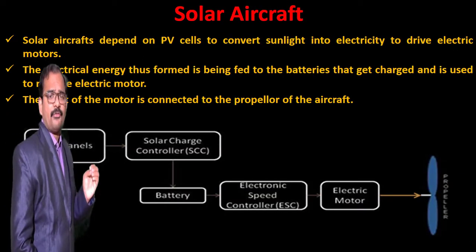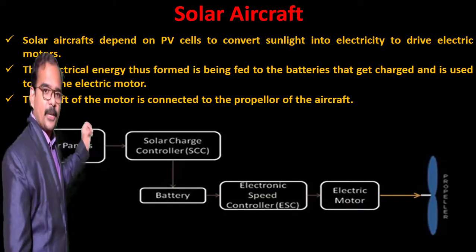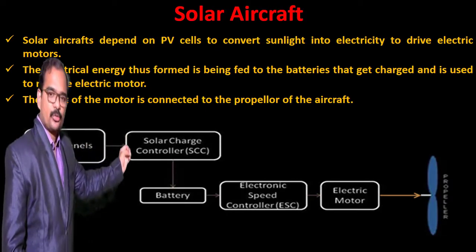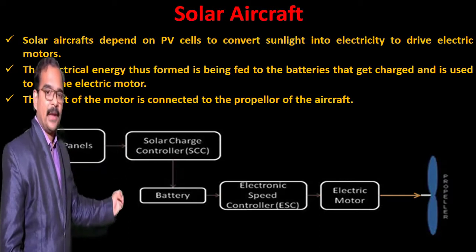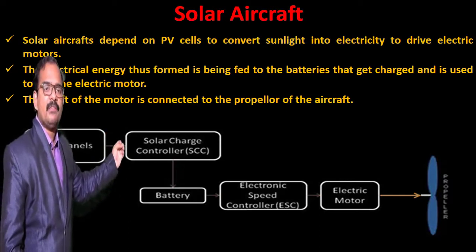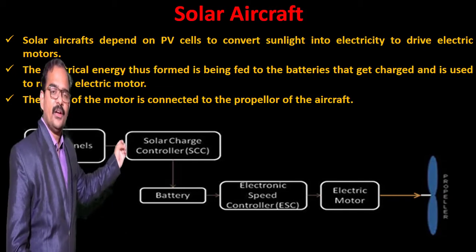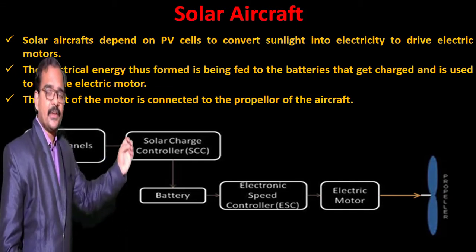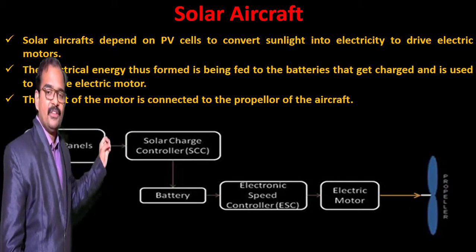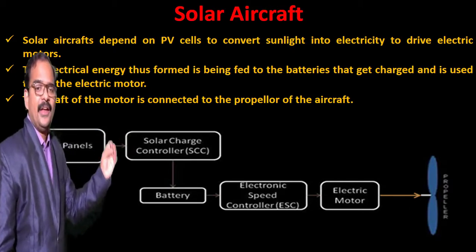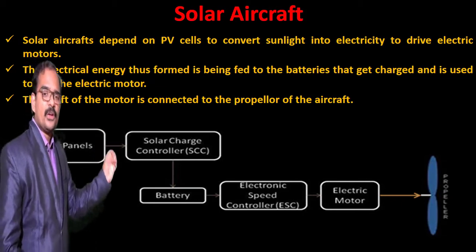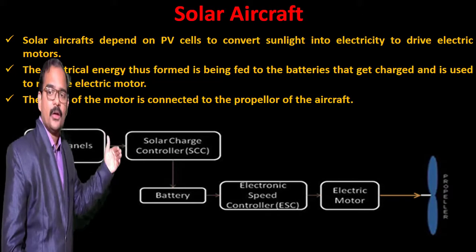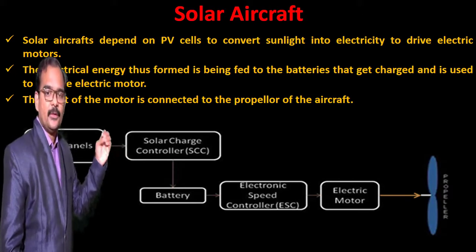So how will the solar aircraft work? Same concept. Solar panels will generate the electricity, and the current will be sent into the charge controller, and then it will be stored in a battery. And this charge controller will prevent the undercharging and overcharging of the batteries. And then there is an electronic speed controller and an electric motor. The energy will be supplied to the electric motor, and the electronic speed controller is coupled to the electric motor to control the speed of the propeller. This is how it will work.